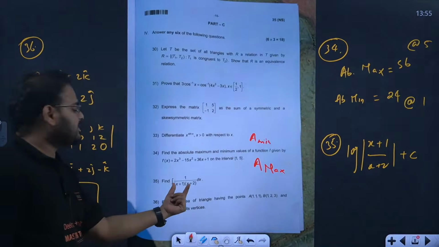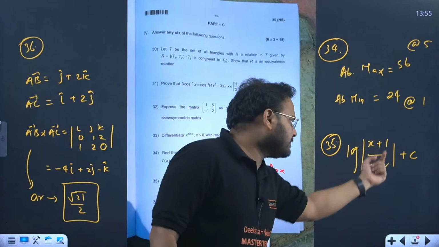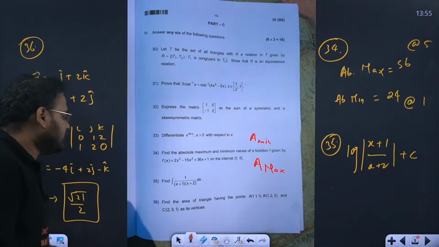Question number 35 is this partial fractions. I told you guys this question will come, and it came. What is the answer? Log of (x plus 1)/(x plus 2) plus c.